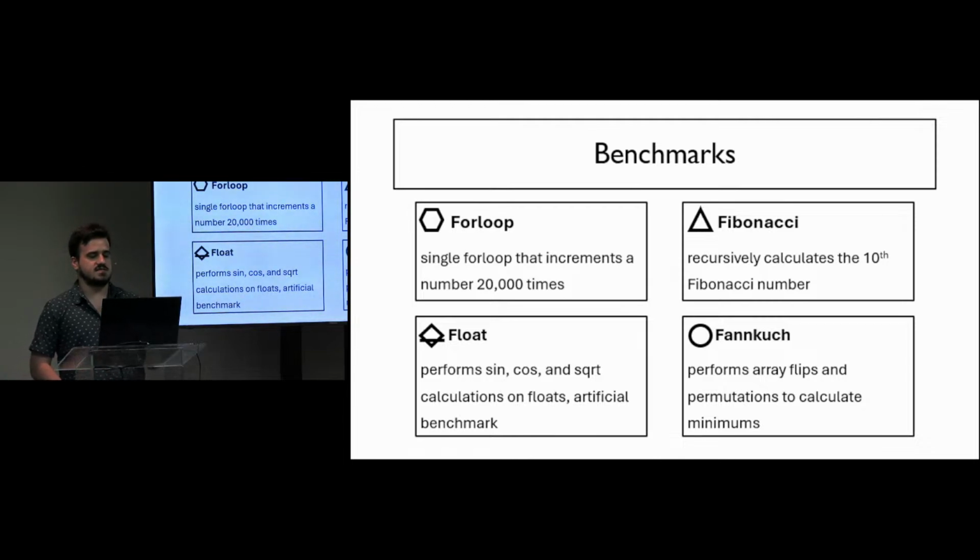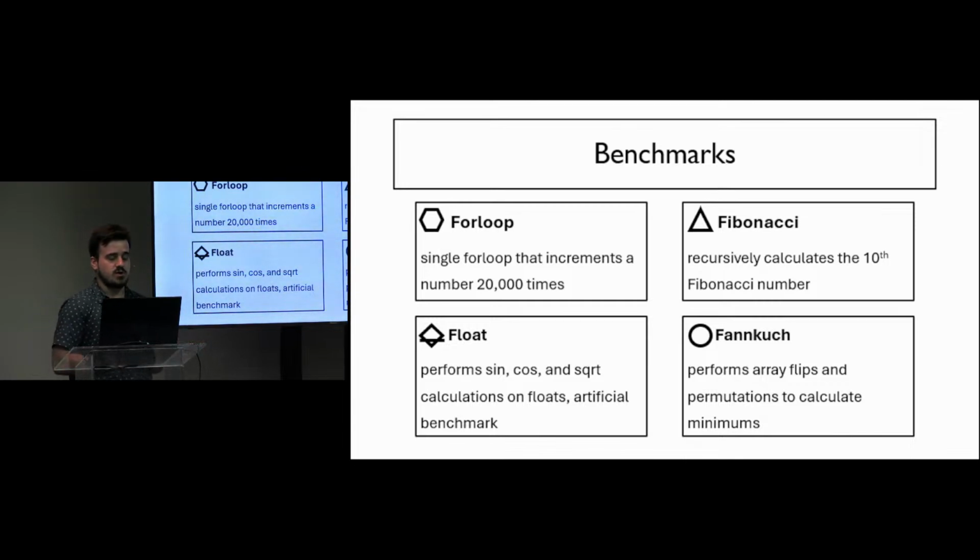So Fibonacci, float and func all come from the PyPerformance benchmarks for CPython. These are all just taken straight from there. The float function performs sine, cos, and square root functions on a float, so it doesn't do anything really meaningful, just a bunch of maths to see how fast it goes.